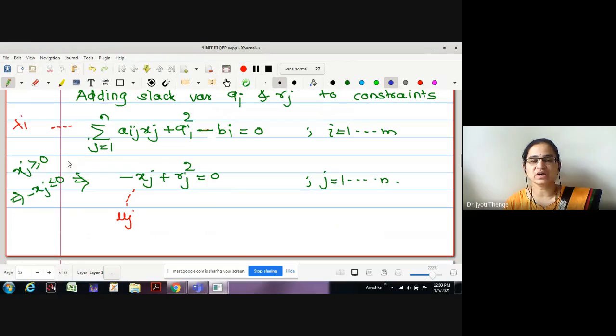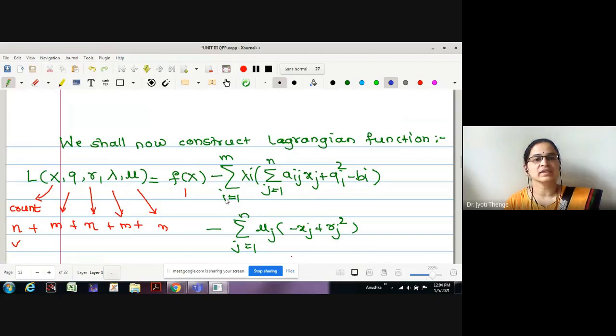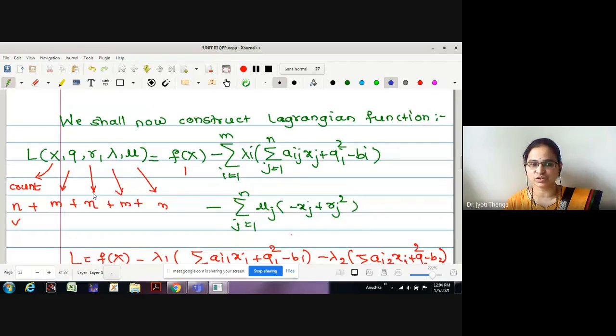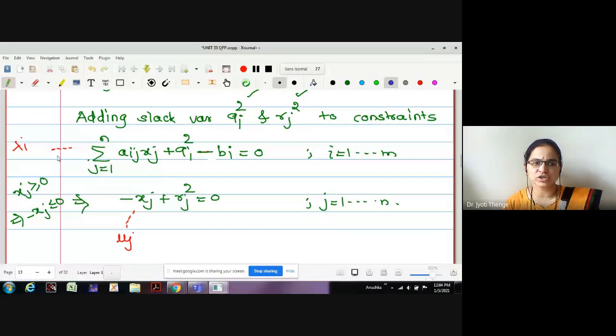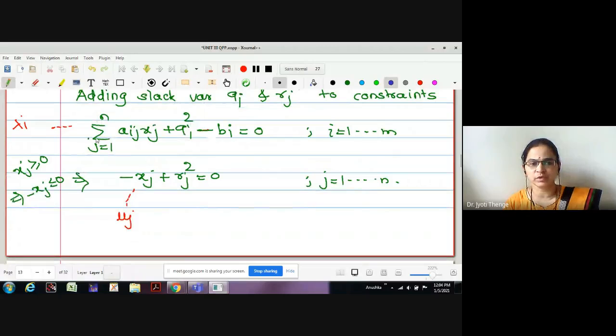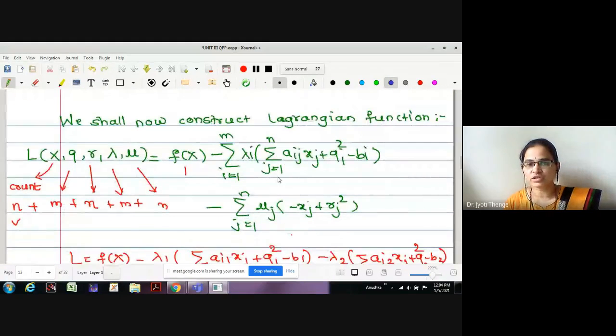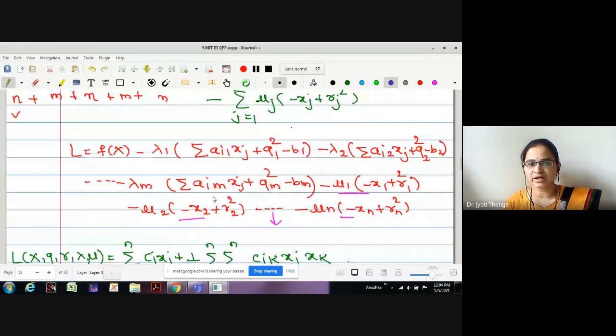Once we construct the equality constraints, we go for constructing a Lagrangian function. How do we construct this? By multiplying the constraint equations by the Lagrange's multipliers. For the original constraints, we use the Lagrange's multiplier lambda i. For the non-negativity restrictions, we use the Lagrange's multiplier mu j. We multiply these and subtract the result from the original objective function. This is the elaborate idea.